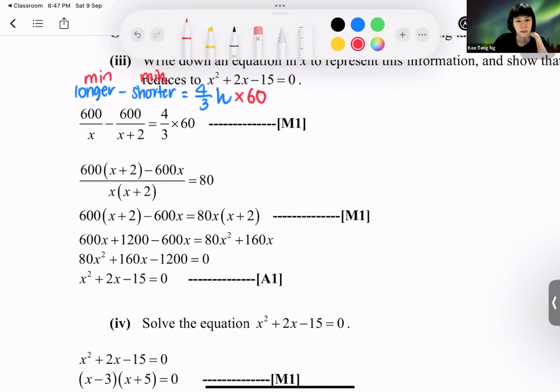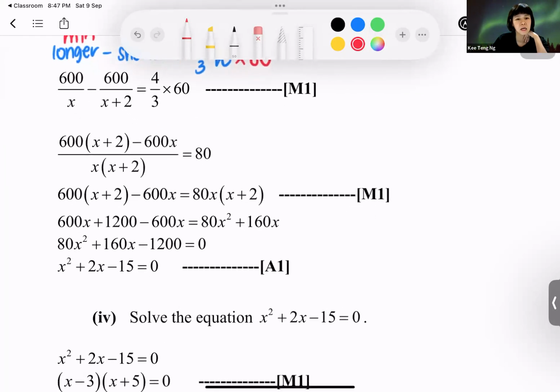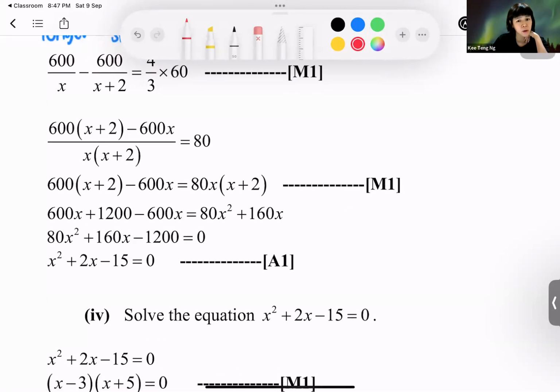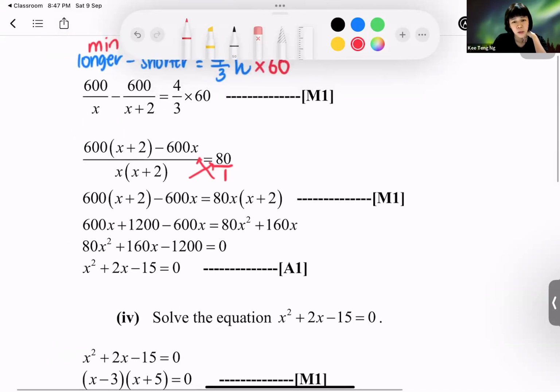Then now you do the rest of the stuff. You make the denominator the same. Okay, take note of the negative sign. You do expansion. Cross multiply the denominators away, the denominator away to the other side. Do an expansion, shift. Equate it to 0.